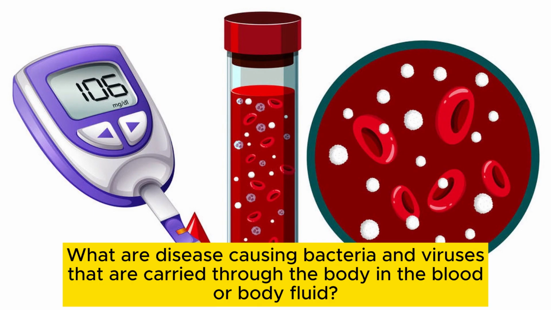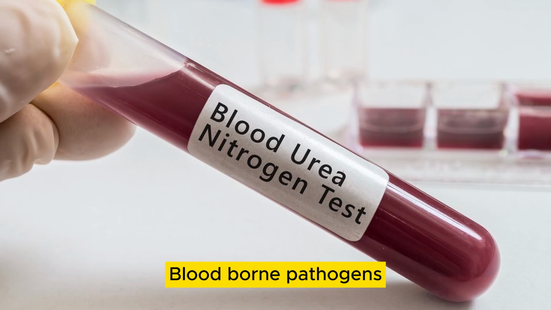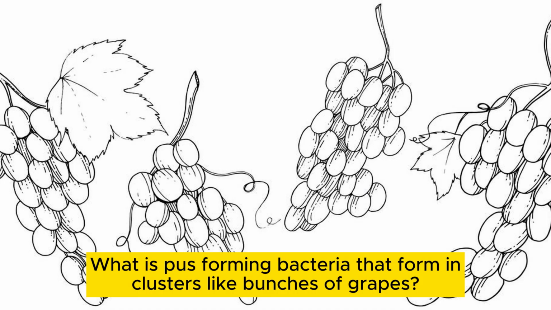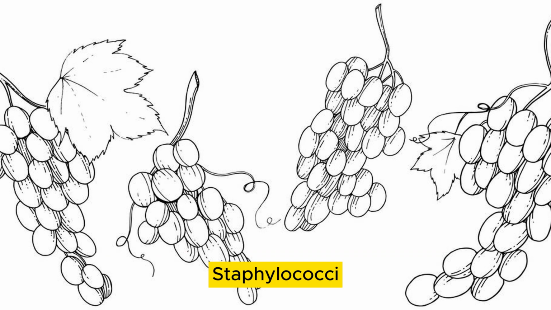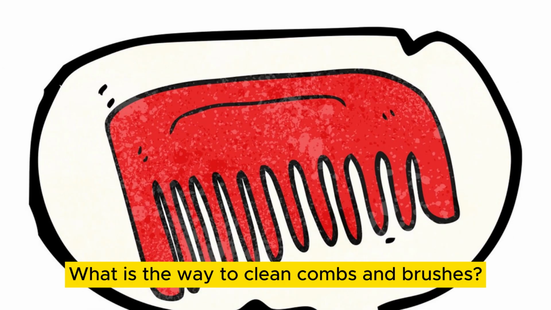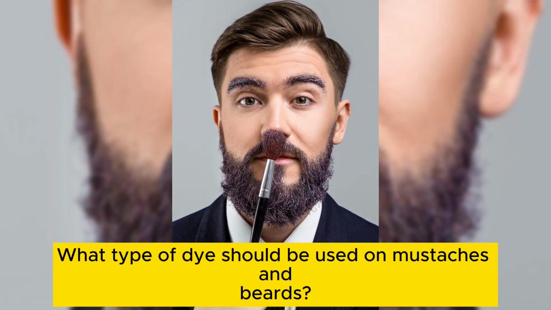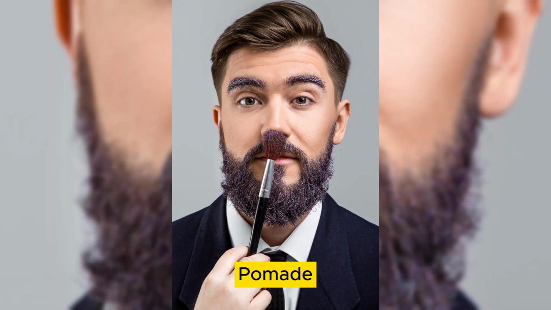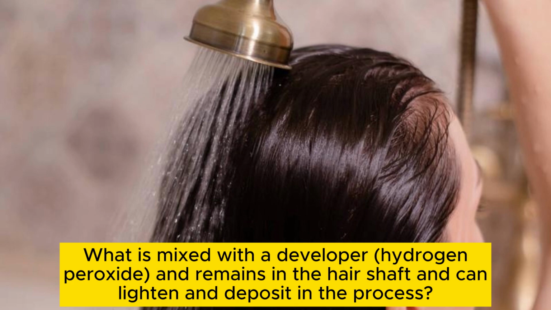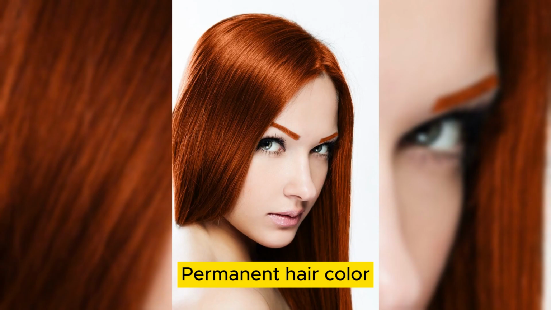Trichology. What are disease-causing bacteria and viruses that are carried through the body in the blood or body fluid? Blood-borne pathogens. What is pus-forming bacteria that form in clusters like bunches of grapes? Staphylococcus. What is the way to clean combs and brushes? Disinfect. What type of dye should be used on mustaches and beards? Pomade. What is mixed with the developer hydrogen peroxide and remains in the hair shaft and can lighten and deposit color in the process? Permanent hair color.